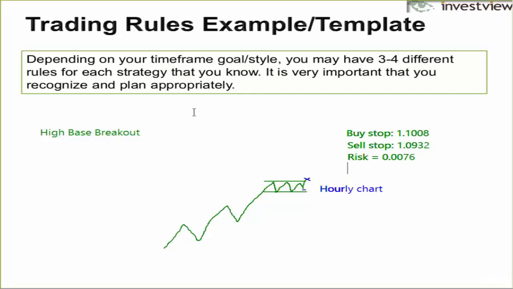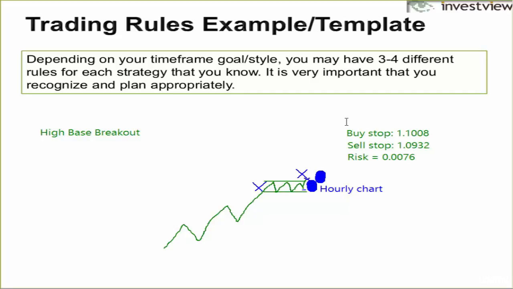And then I might have a target, and again, we teach this in our class. So here we have the basing pattern. This is the size of the base. We can project the same distance on the upside. So this is called a measured move. We're simply measuring the size of this base and projecting that the breakout will make an equal sized move on the upside. Well, maybe the size of that base was about 150 pips.